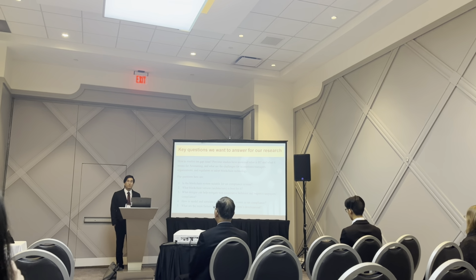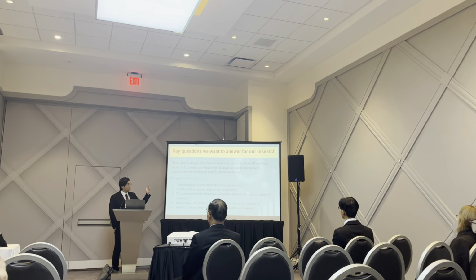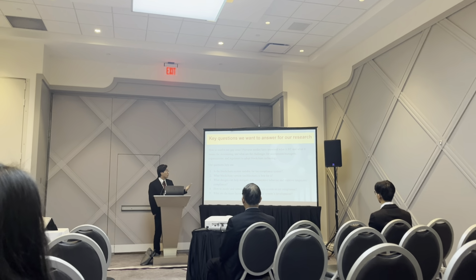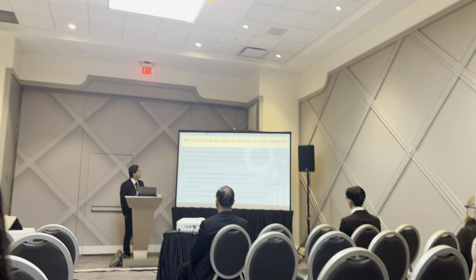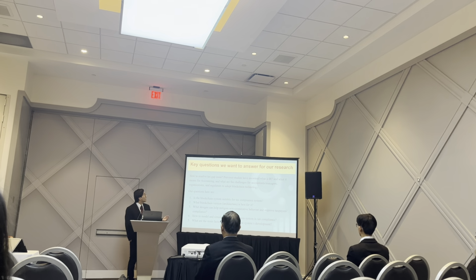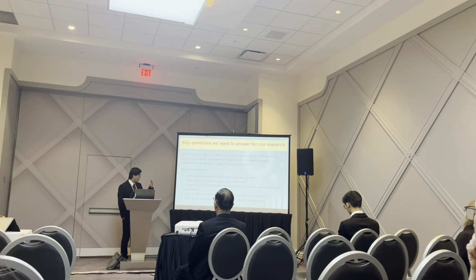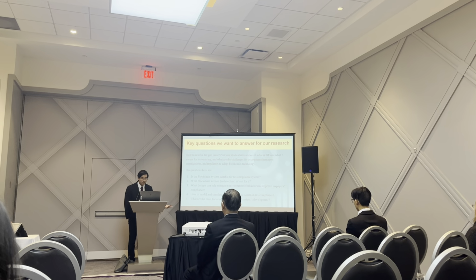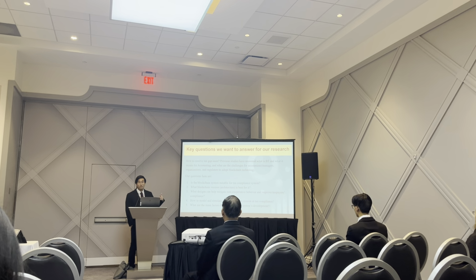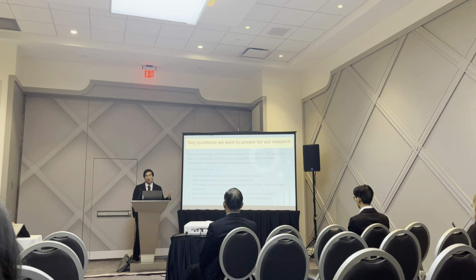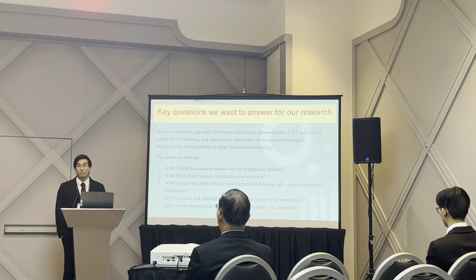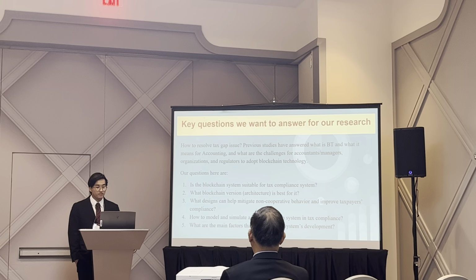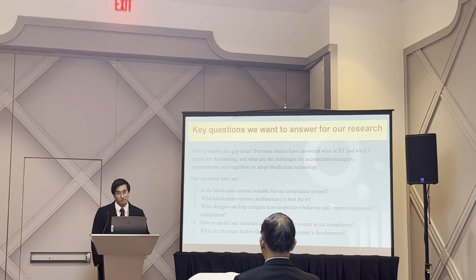Here are some key questions that we want to answer throughout our research and what we will be going over in the next few slides. The first main one is how do we resolve the tax gap issue. There have been previous studies on Bitcoin and what it means for accounting. So here are 5 main questions: Is the blockchain system suitable for tax compliance systems? What blockchain version is best for it? What designs can help mitigate non-cooperative behaviors and improve taxpayer compliance? How to model and simulate a new blockchain system in tax compliance? And what are the main factors that affect the new system's development?